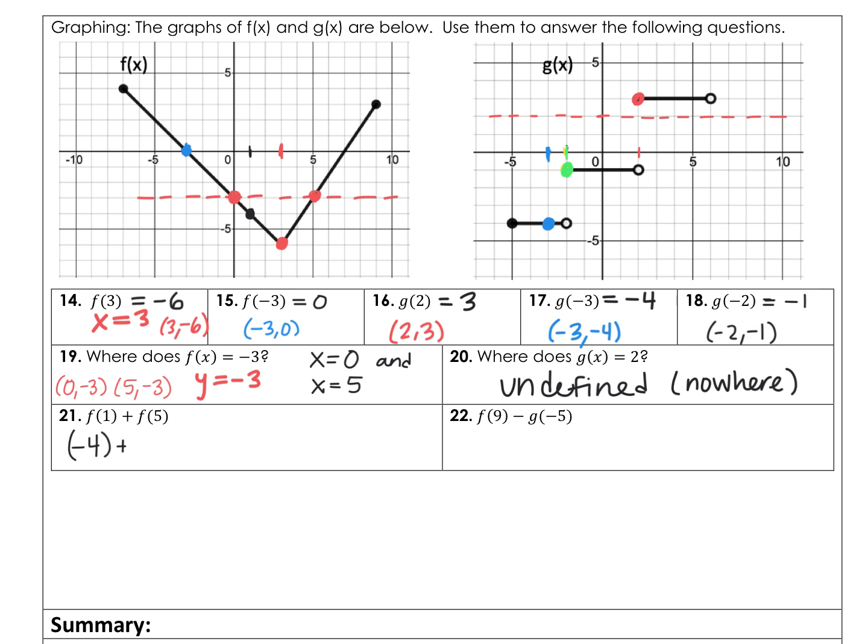Plus, all right, f of 5. Is this point f of 5? So you go to the x-axis at 5. It's -3. So -4 plus -3. What is that? -7.